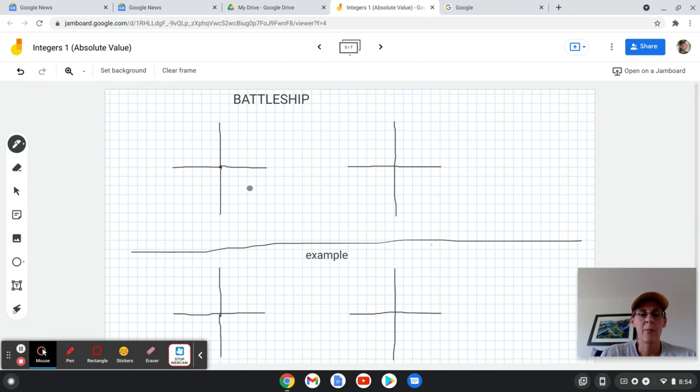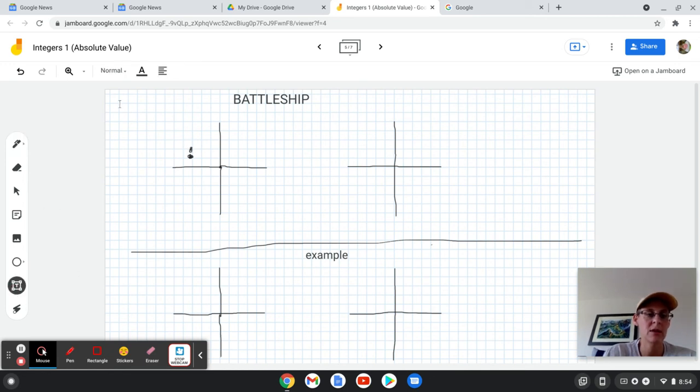So with the Battleship game in the Jamboard, for those of you that know how to play Battleship, we're going to make some different ships. We're going to put it right on those intersections. So we're going to have a couple different boats.